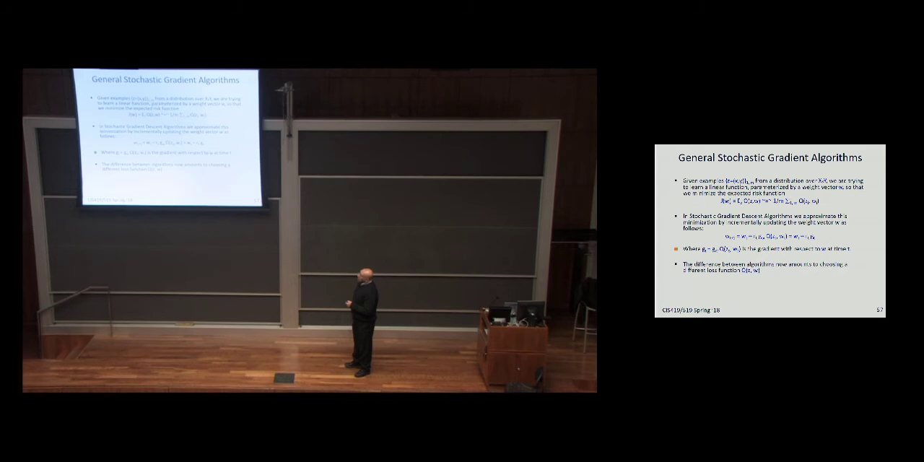We've seen that. The weight vector at time t plus 1 is going to be the previous weight vector at time t, minus some learning rate and the gradient of this loss function. I'm going to lose the loss function and just call it G, the gradient at time t. So this is a very general framework, and from that point, the difference between algorithms really amounts to choosing the loss function Q.